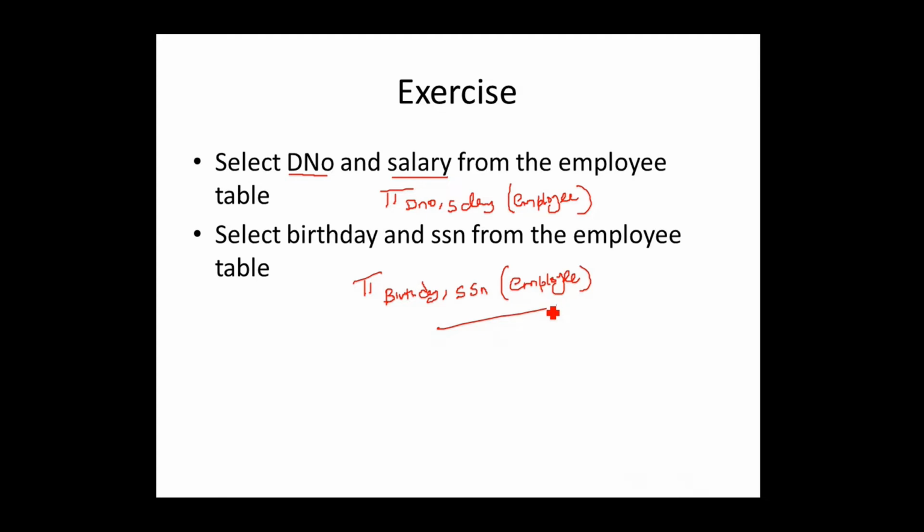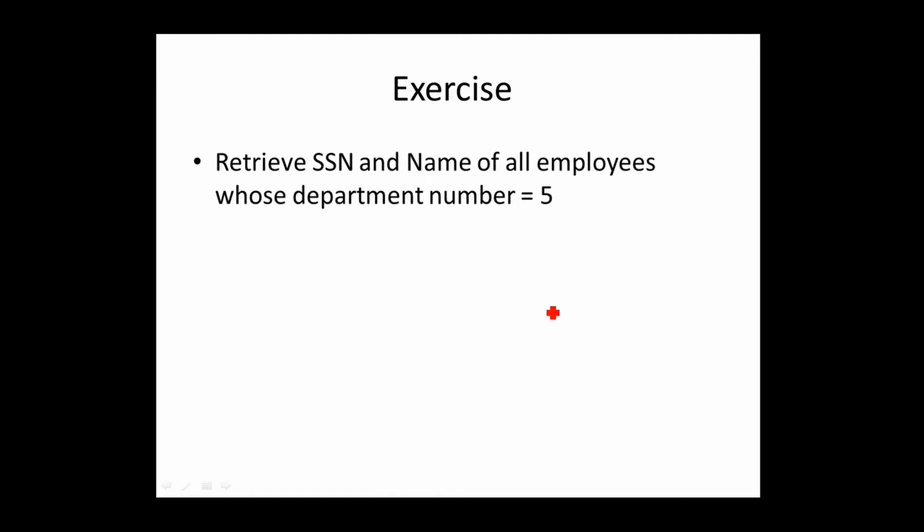I hope you are able to follow this. Let's go forward. Let's take more exercises now. So now it's a combination of project and select. Retrieve SSN and name of all the employees. So we are retrieving the SSN column and name column. So we are taking two columns only from the table. So this is what? This is projection. Whose department number is equal to 5? Here we are filtering the rows. So what condition comes here? Selection. So we have selection as well as projection on this table.